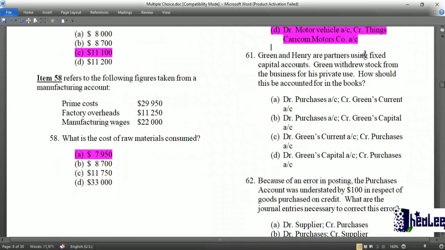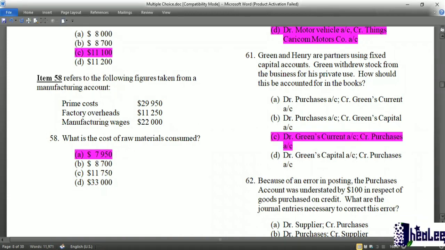Green and Henry are partners using fixed capital accounts. Green withdrew stocks from the business for his private use. How should this be accounted for in the books? Because it's fixed capital, it means that they're maintaining a current account. And the withdrawal from the business is going to decrease a person's current account. So therefore, you're going to debit current account and credit purchases. So your response there is C.